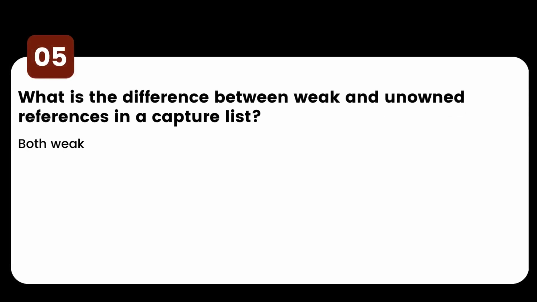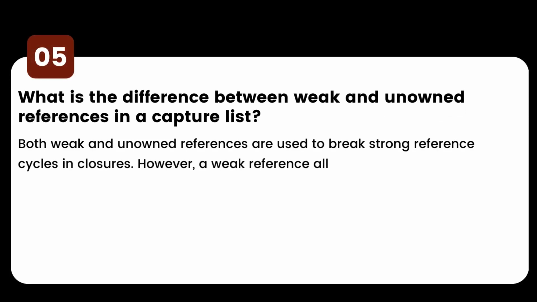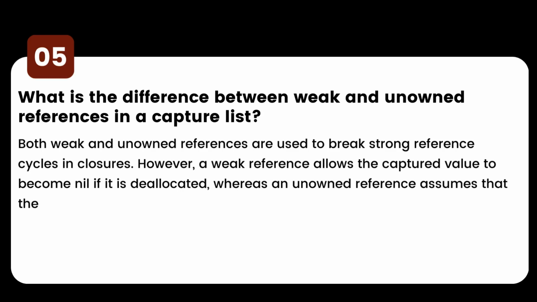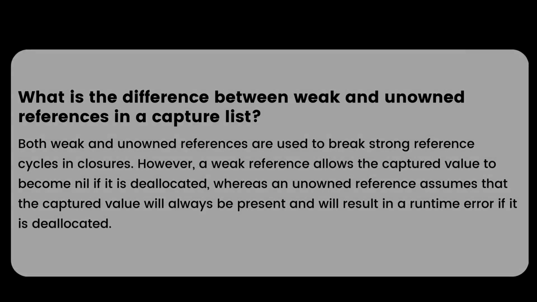What is the difference between weak and unowned references in the capture list? Both weak and unowned references are used to break strong reference cycles in closures. However, a weak reference allows the captured value to become nil if it is deallocated, whereas an unowned reference assumes that the captured value will always be present and will result in a runtime error if it is deallocated.